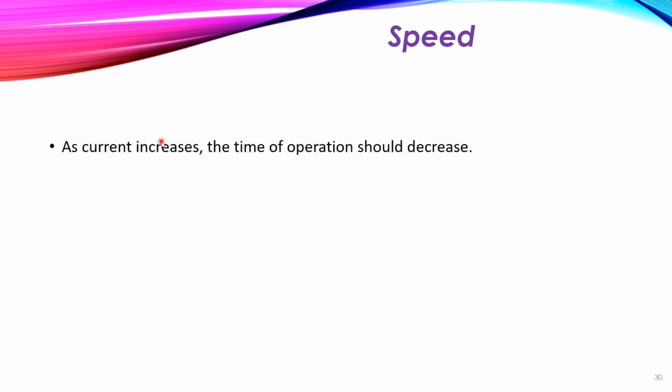The last characteristic is the speed. As the current increases, the time of operation should decrease, because as the fault current increases, we need to isolate the fault as soon as possible. So the time should be decreased to a very small value to prevent the melting of the conductors or any problems occurring inside our equipment.